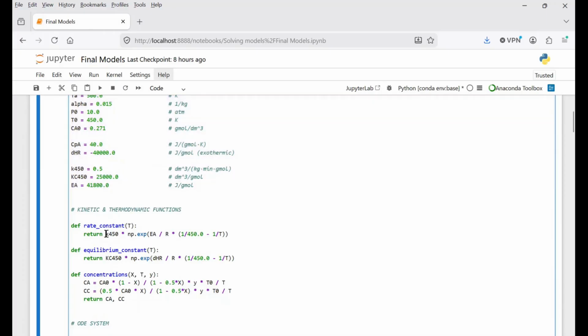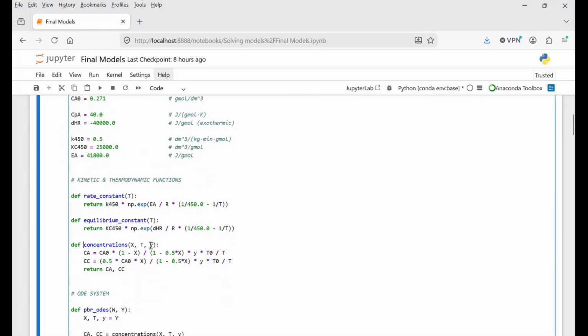So K depends on temperature, Kc also depends on temperature, and then we write those as functions that take in the temperature and the equilibrium constant. Then the concentration will depend on X, T, and y. But what we want is to return the concentration of A and the concentration of C, so the concentration of the reactant and the concentration of the product. So that's what we are returning when we call this function.